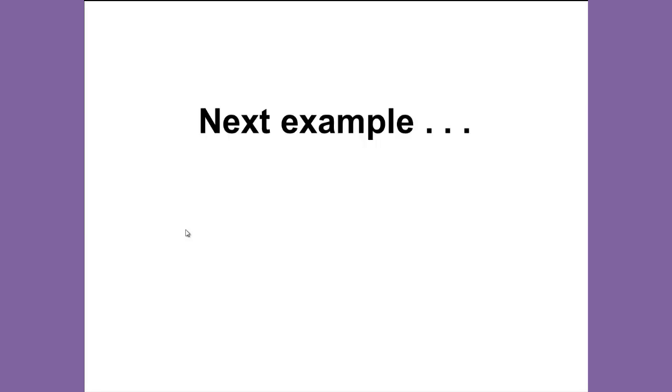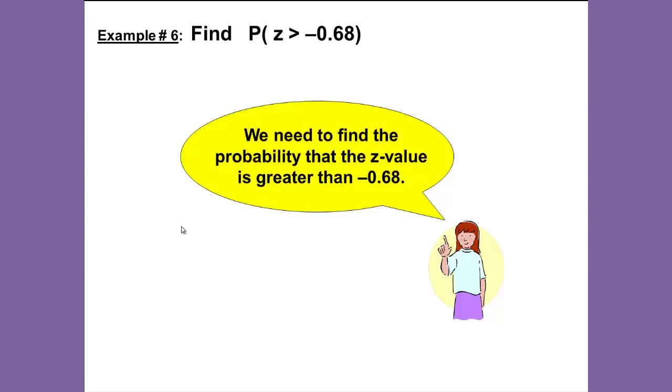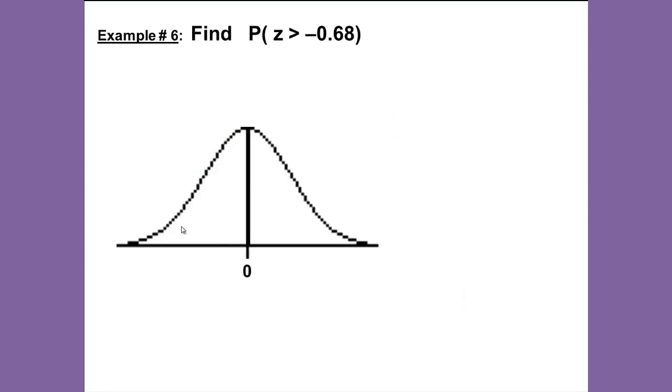We have time for another example. Find the probability that z is greater than negative 0.68. We need to find the probability that the z value is greater than negative 0.68. Draw your number line. Mark negative 0.68, and shade to the right. Greater than shades to the right. That will be our answer.